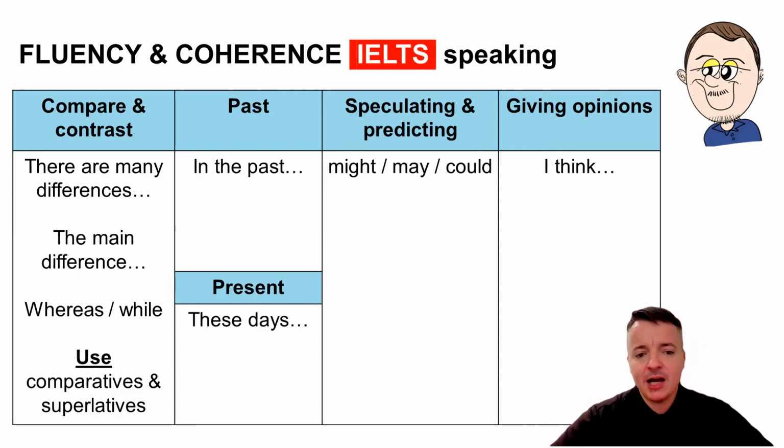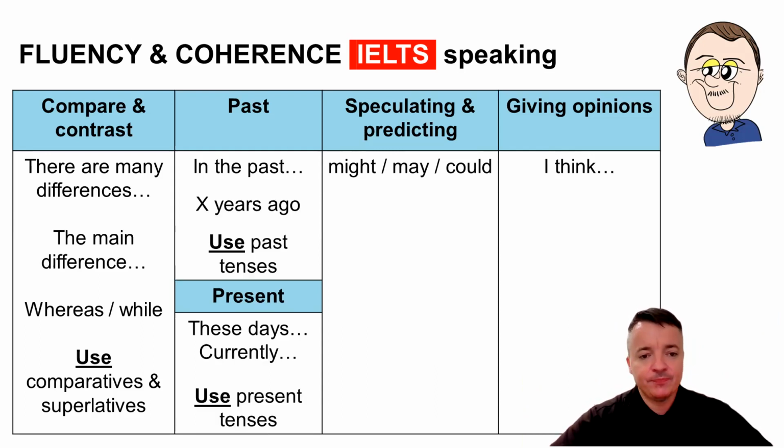How about past and present? So past, in the past, many years ago, 10 years ago, and of course, use lots of past tenses. Particularly part 2, when you have to speak at length, you're often asked about something from the past. Present, these days, currently, nowadays. Present tenses can be used in part 1, part 2, and part 3.